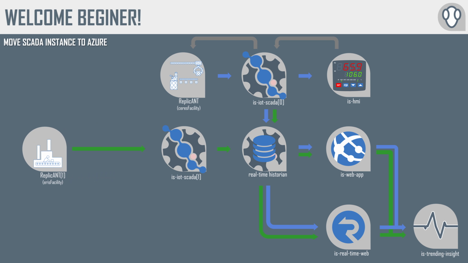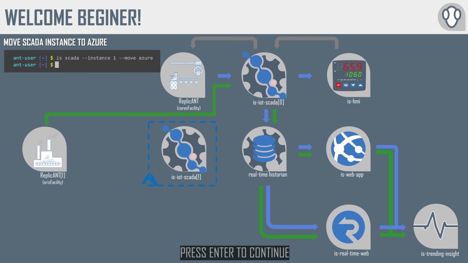Industrial Studio applications have the ability to move between platforms. With a simple command, the cloud support infrastructure is created, the configuration is copied, and the application is stopped in the original environment. As the deployment in the cloud takes some time, the mechanism of high availability comes into operation, routing all the connections of the Ares plant to the instance of the SCADA that is running.